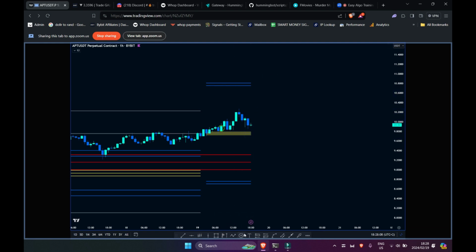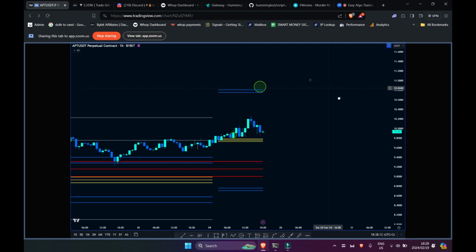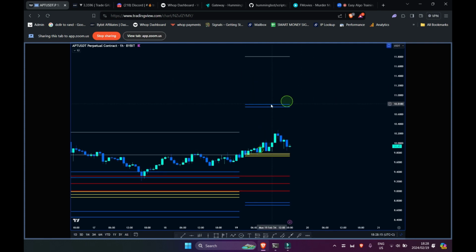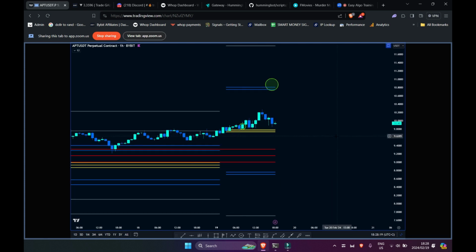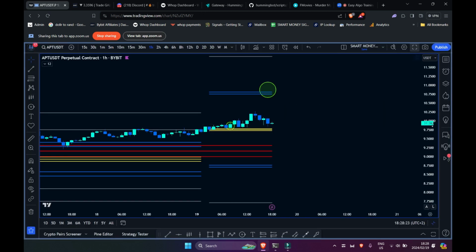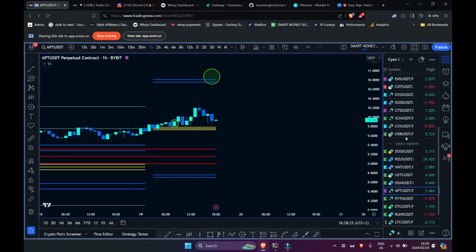And once again, if it breaks through this resistance area over here, then we're going to look to enter, so we can set alerts over there. So those would be the two entries that we're going to look for on APT. It's also looking good. It's got a nice tight weekly grid.